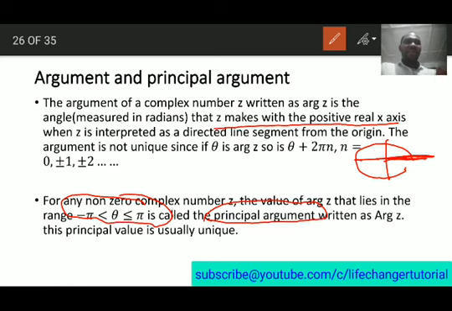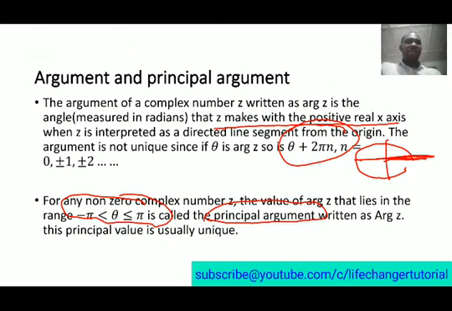Remember, the argument that we saw before, unlike the principal argument, has unlimited values. You can see the values theta plus 2 pi n, where n can be 0, plus or minus 1, plus or minus 2. That means you have so many values that can represent the argument. But for the principal argument, it has to be values between minus pi and pi. I'm going to be showing us that.